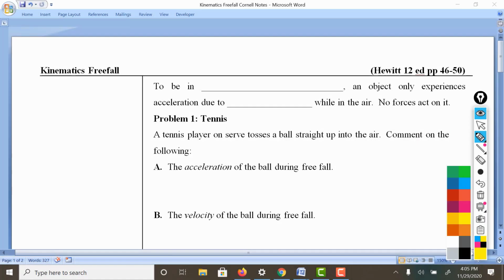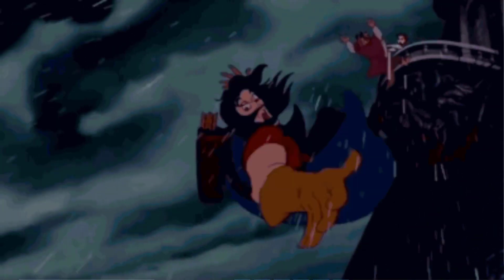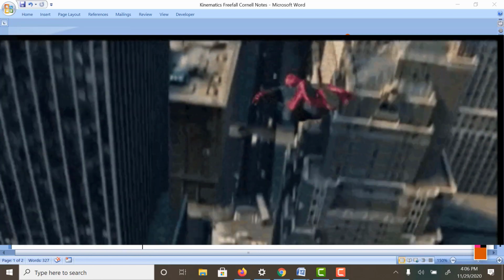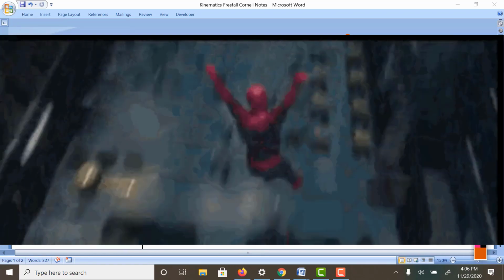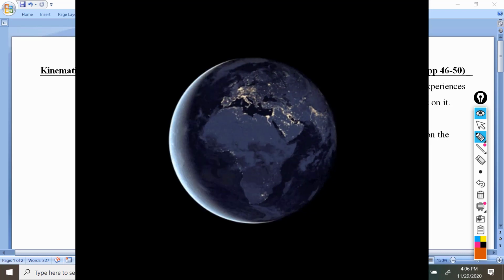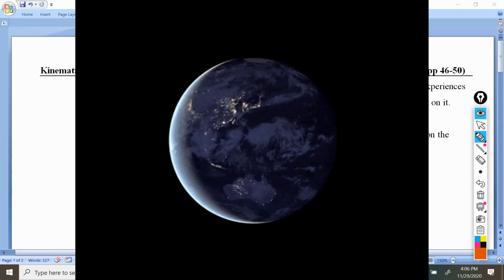When we are dealing with vertical movement, this is known as free fall. In order to be in free fall, an object only experiences acceleration due to gravity. Recall that the acceleration due to gravity on Earth's surface is 9.8 meters per second squared. Please bear in mind that as you go further away from Earth's surface, technically the value of gravity becomes less and less until you get out into space.